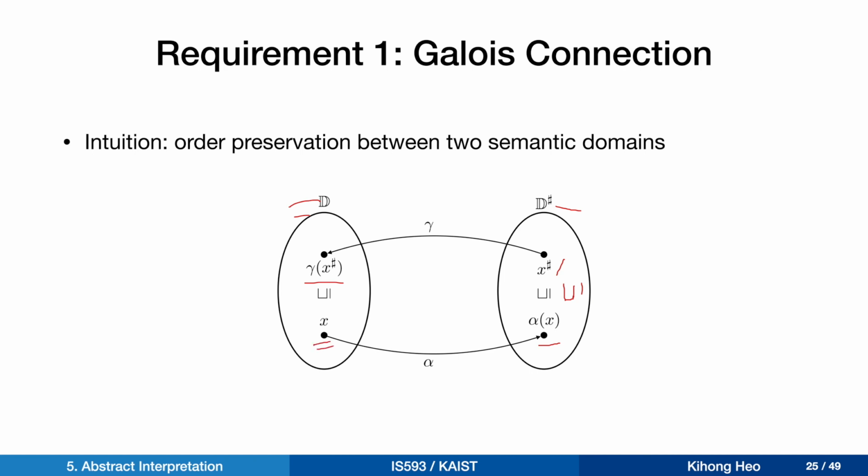Okay. That is what the definition of Galois connection actually describes. Intuitively, what does that mean? It roughly says that this abstract domain is safe enough to compute approximations of concrete executions. Okay, that is the first requirement, called Galois connection.